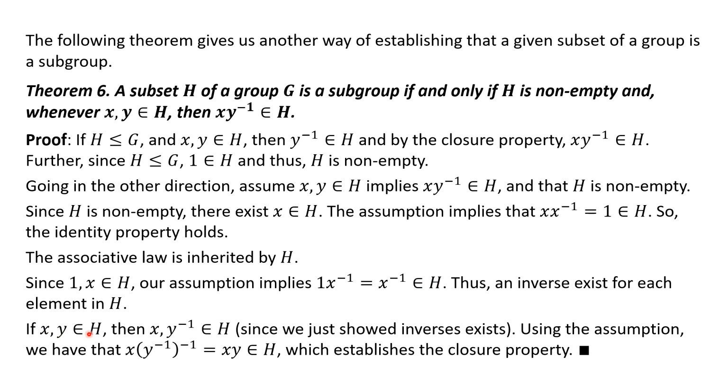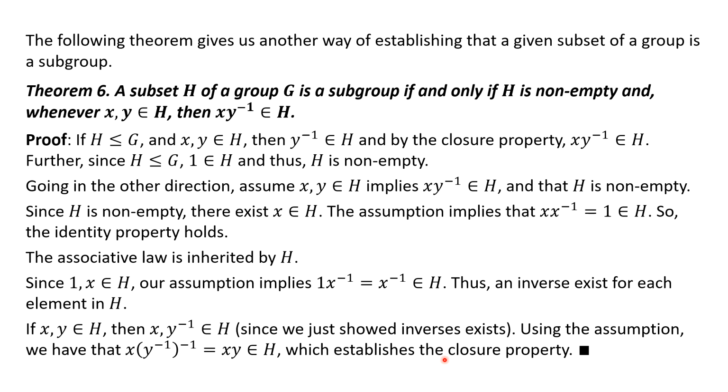To prove the last thing here, closure: if X and Y are elements of H, then X and Y inverse are in H. This Y inverse is because we just showed that the inverses are in H. Using this assumption here, we have X times the inverse of Y inverse, which equals X times Y, is an element of H, and thus we've shown the closure property.